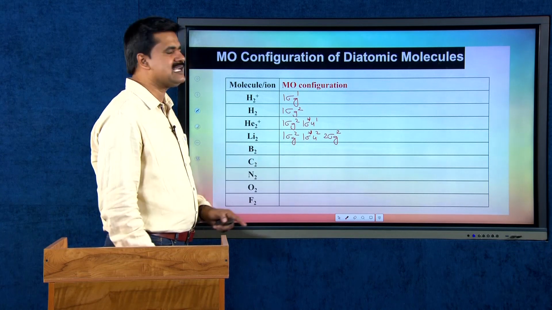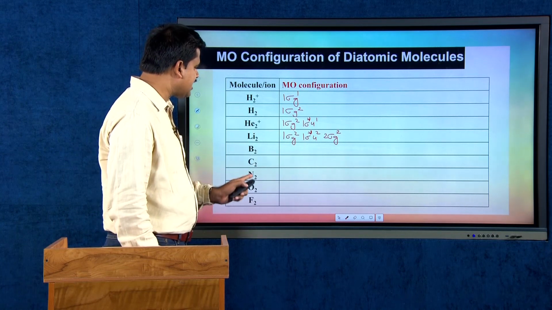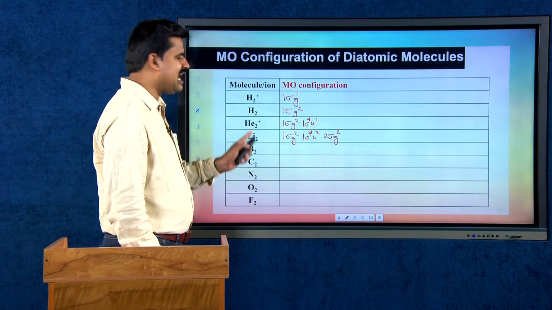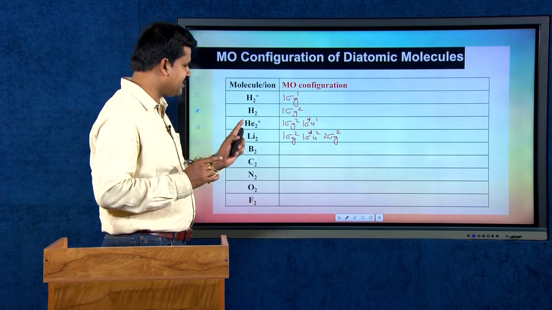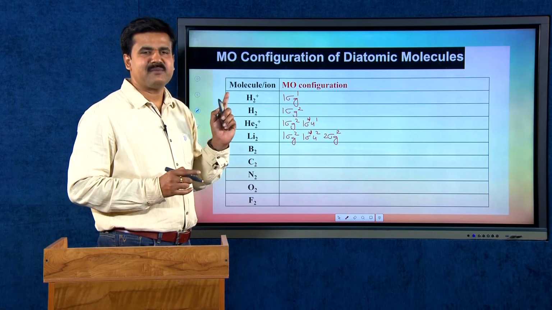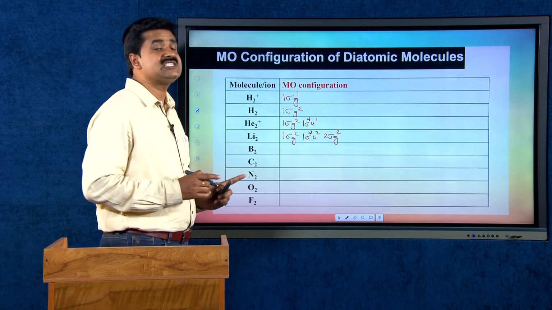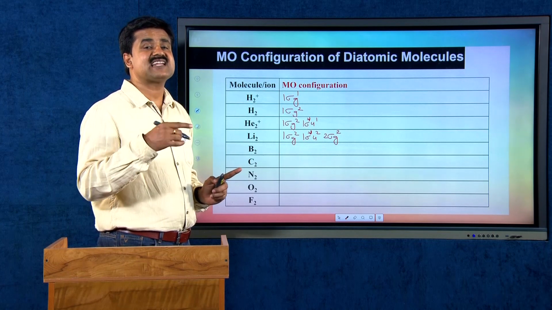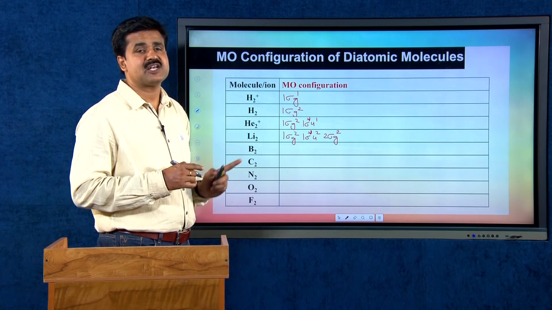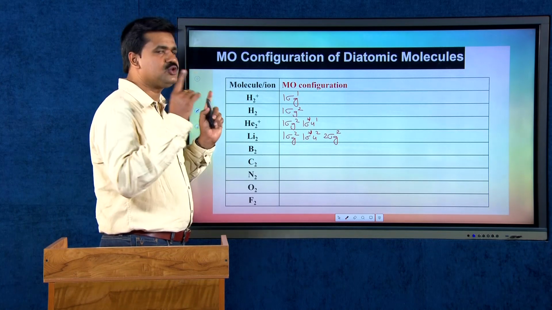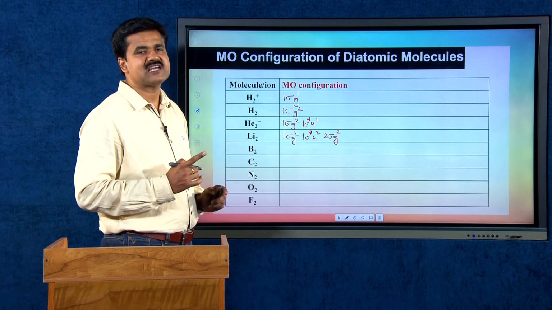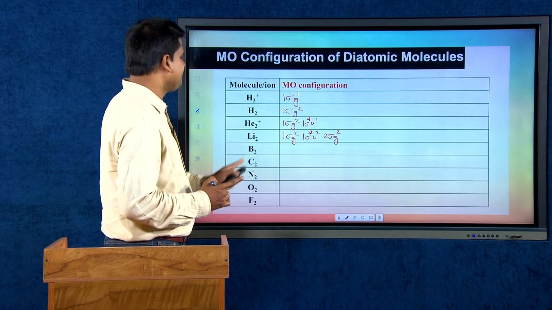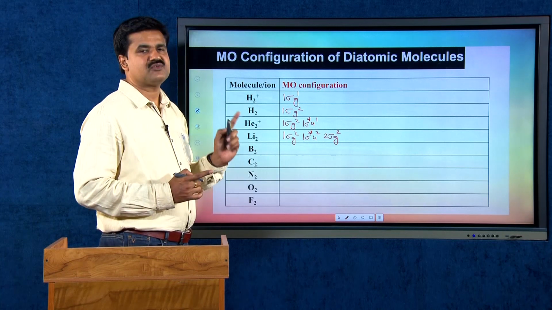Now we are going to take boron, carbon, nitrogen, oxygen, fluorine, and other elements, and we have to think about a very significant result: in the case of second row elements up to nitrogen, the energy of the sigma 2p orbital is slightly higher than that of pi 2px and pi 2py. So we have to keep this in mind whenever we represent the electronic configuration of these elements.